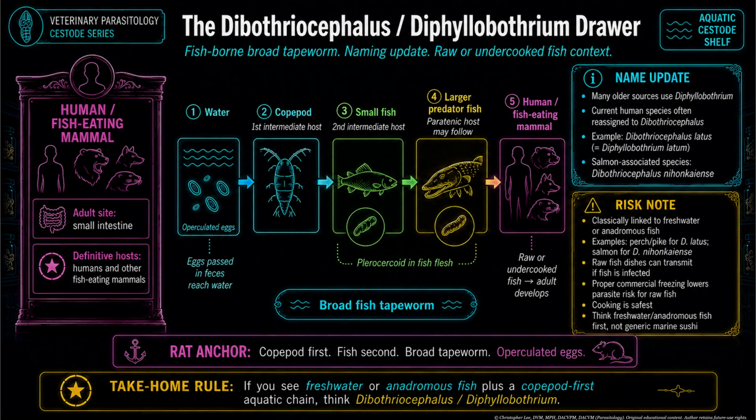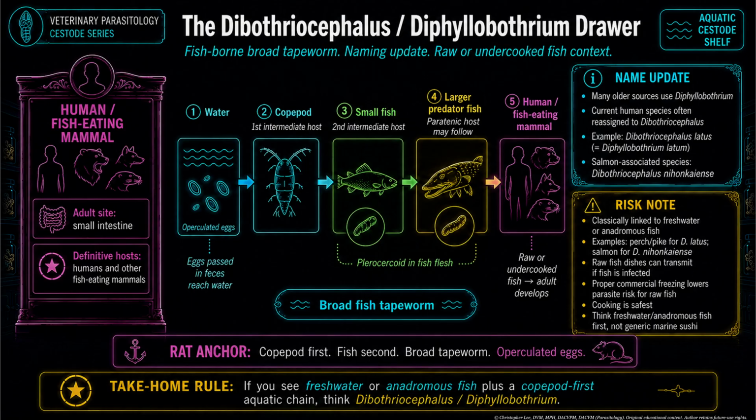The naming of this parasite has changed. Many medically important species formerly placed in Diphyllobothrium are now classified in Dibothriocephalus, including D. latus, D. nihonkaiense, and D. dendriticus. D. latus classically points towards freshwater fish.